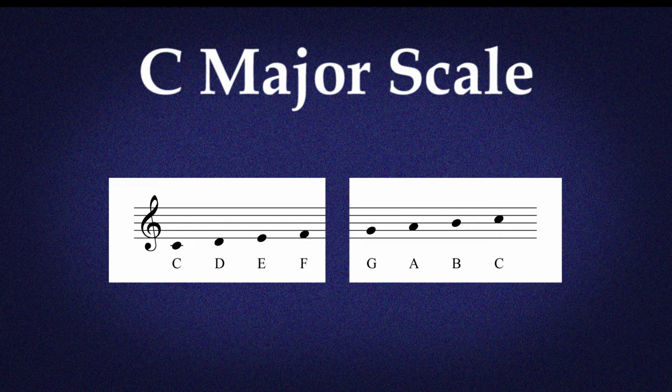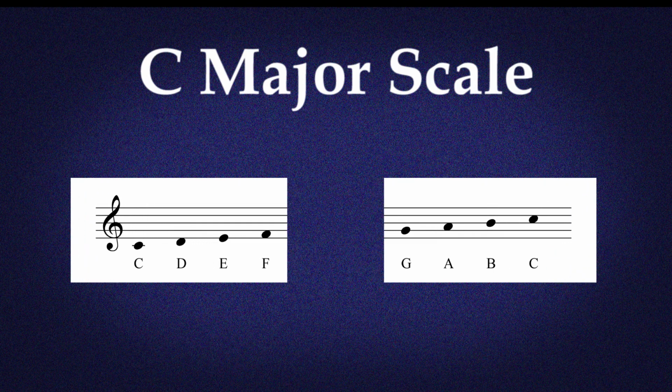If we break it up into its 2 tetrachords, we would get C, D, E, F as the first tetrachord, and G, A, B, C would be the second tetrachord. So to pick which scale we're going to do next, we're going to start with the second tetrachord of the scale we just built.